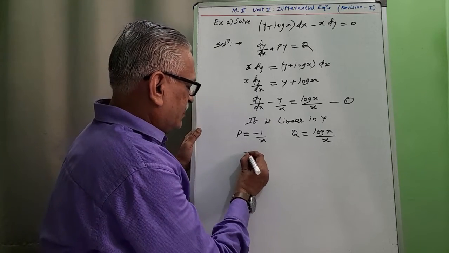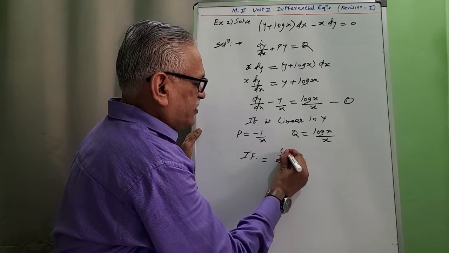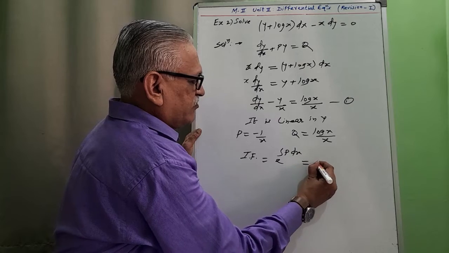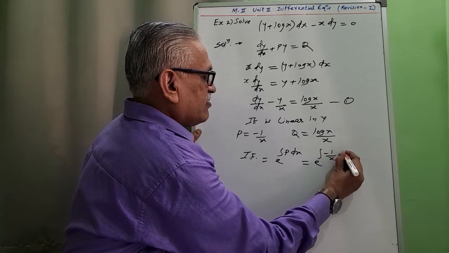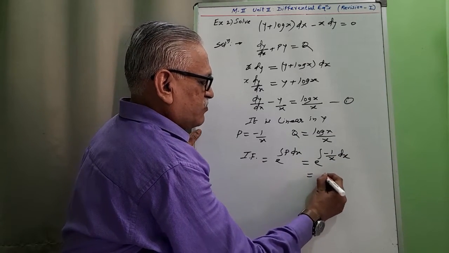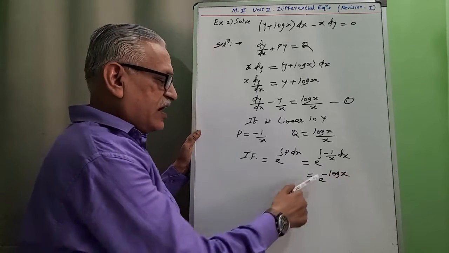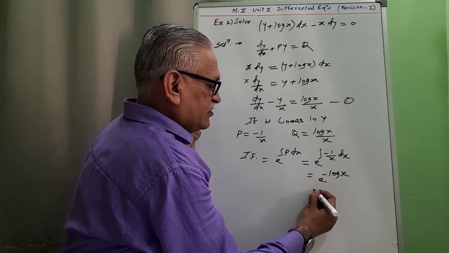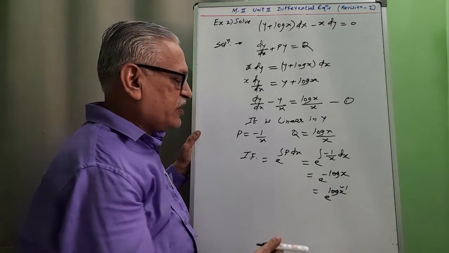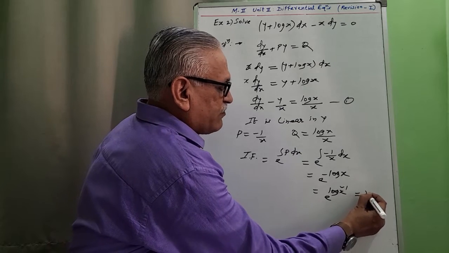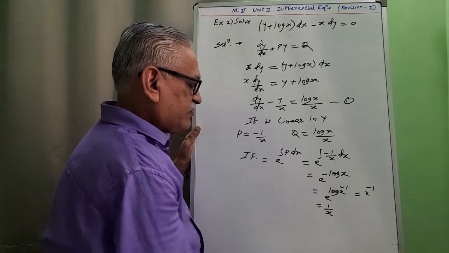Then next step, we have to obtain the integrating factor. For this form, the integrating factor is e raised to integration of p with respect to x, integration of p, minus 1 by x dx. It is e raised to minus integration of 1 by x, which is log x. Rewriting it by using the laws of logarithm, this I can rewrite as e raised to log x raised to minus 1. E and log get cancelled, therefore we get the integrating factor as x raised to minus 1, nothing but 1 by x.